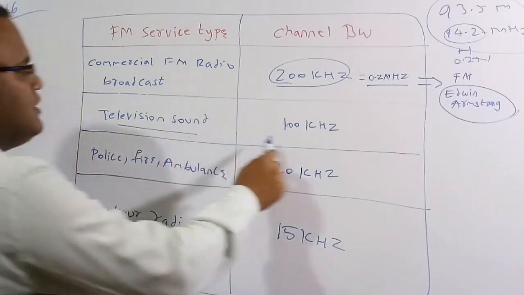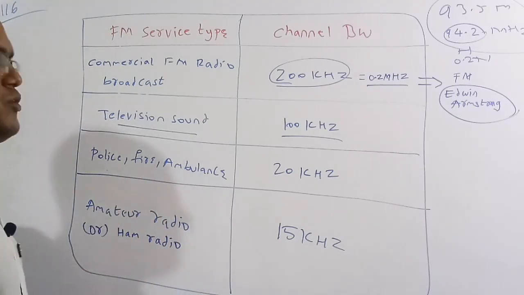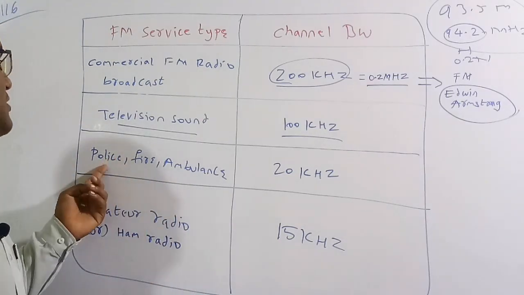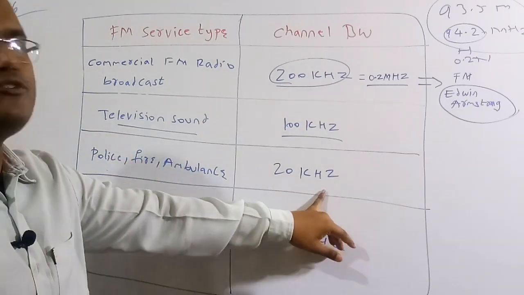And for television sound, the bandwidth is 100 kilohertz. For police, meaning in the police vehicle there will be some sound, right? That is called police, fire and ambulance. All of these make some sounds, and that will have a channel width of 20 kilohertz.